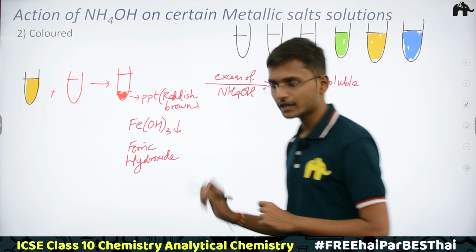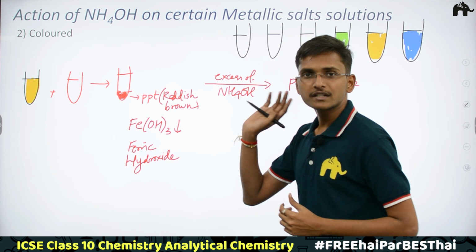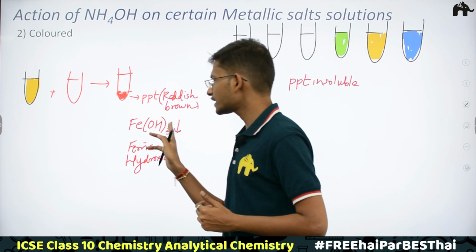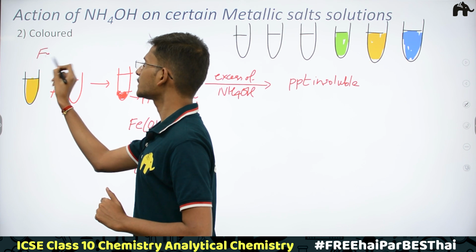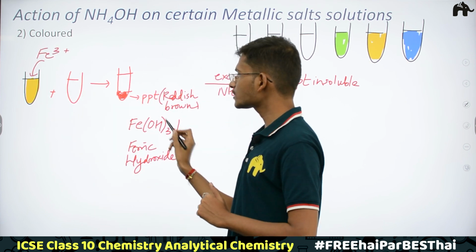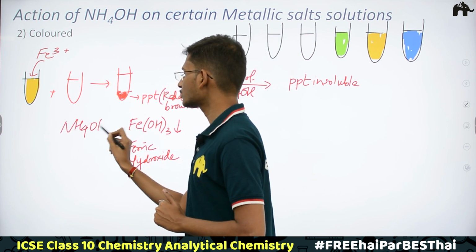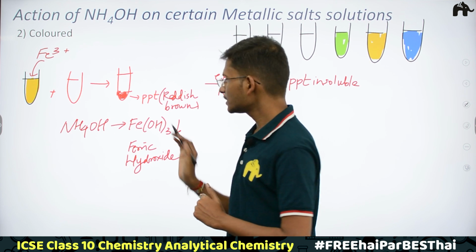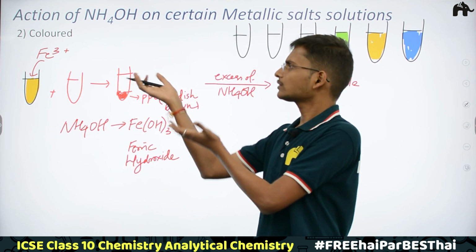Don't forget to give this downward arrow. Now, from this we can figure out which metallic ion is present in this metallic salt solution. See, in ferric hydroxide, the Fe3+ ion is present. We know this Fe3+ ion is coming from this metallic salt solution, and OH- ions are coming from this NH4OH solution. Very simple. So this means that Fe3+ ions are present in this metallic salt solution. We got which ion is present.